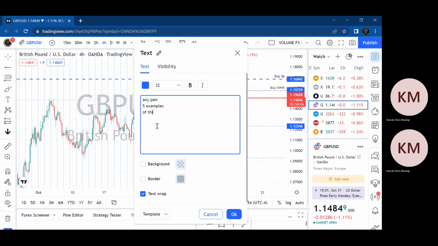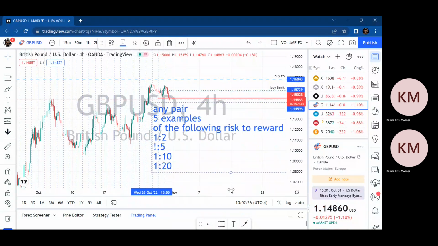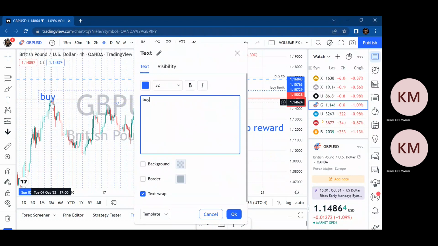Of the following risk to reward: 1:2, 1:5, 1:10, and 1:20. What do I mean by this? For example, you can take pound dollar, and say you're buying at that particular market price. Let's say you're going to be buying at 1 point. You just write for me.